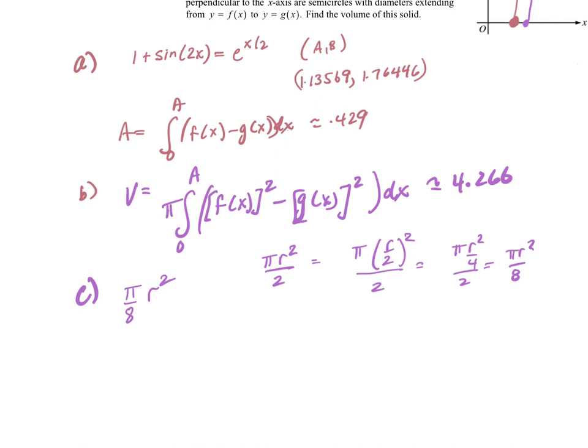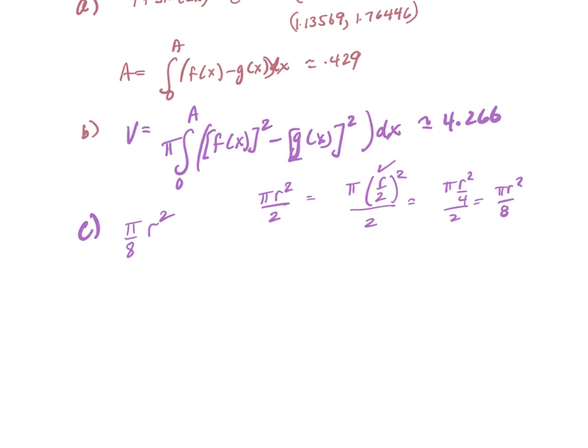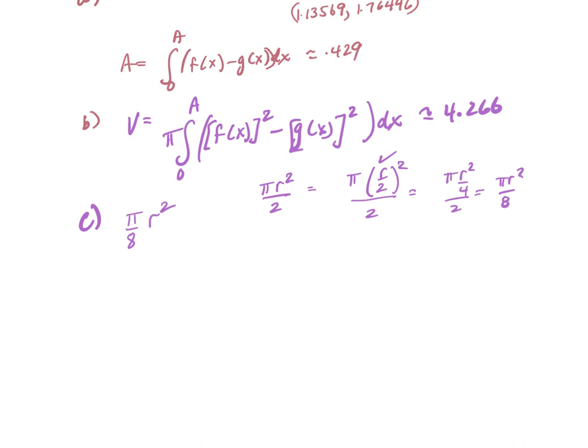Okay? And then r is going to be the distance between the two curves because we already took out the 2. Okay? So we've got the integral 0 to A and then pi over 8, and then we could do just side squared, and the side is the upper minus the lower. So f of x minus g of x squared dx. Put that in your calculator, you get 0.077.